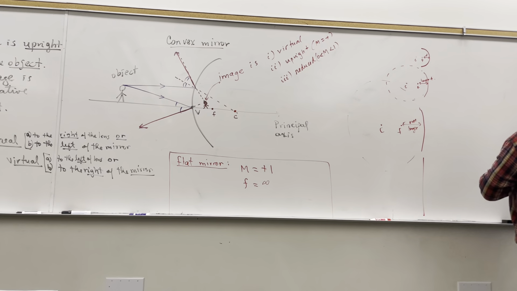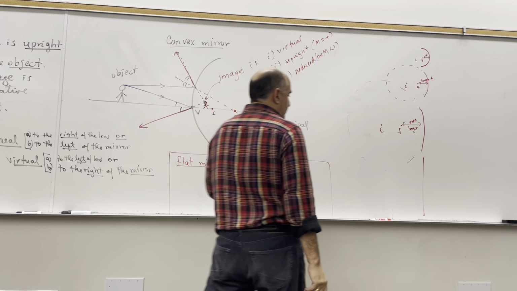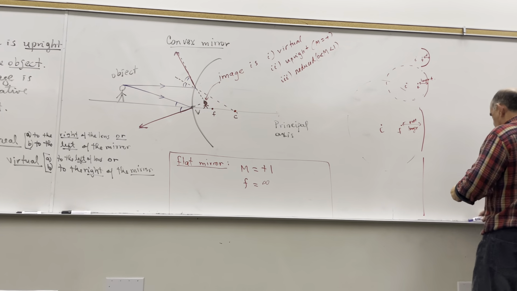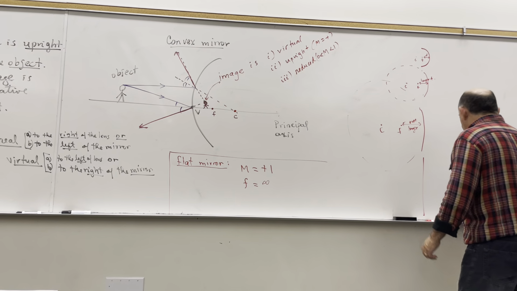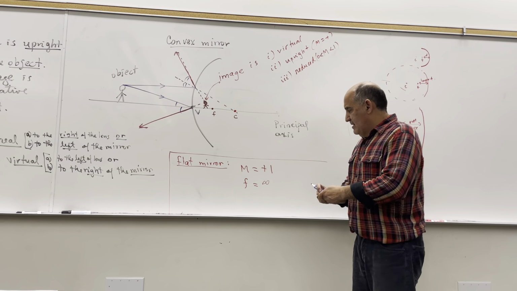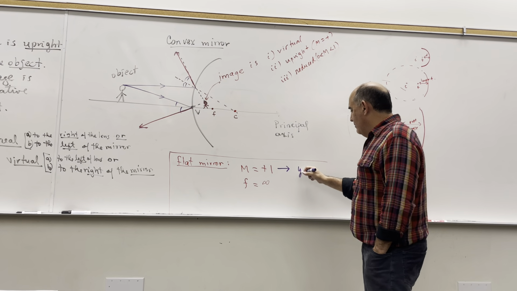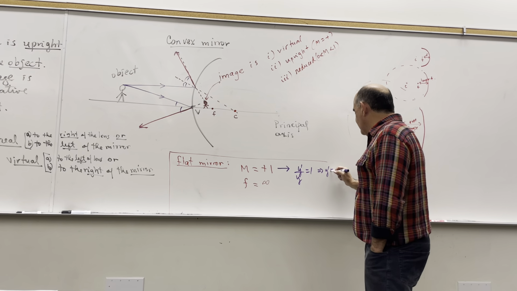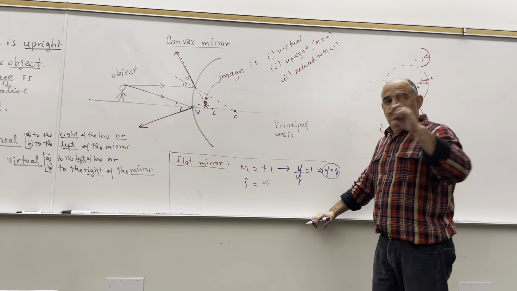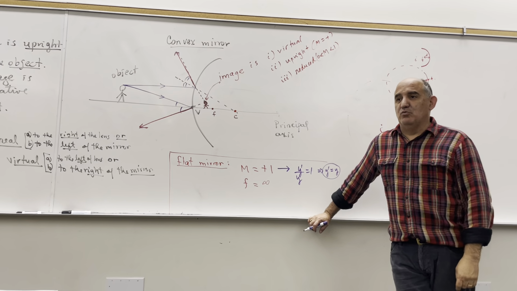So what if I apply this equation to a flat mirror? Let me just apply this equation and that equation. So notice the following. For a flat mirror, the magnification is 1. This means that y prime over y is 1. So this means that the image distance is the same as the object distance. So the image that you see of yourself is just as big as you are. That's because the magnification is 1.